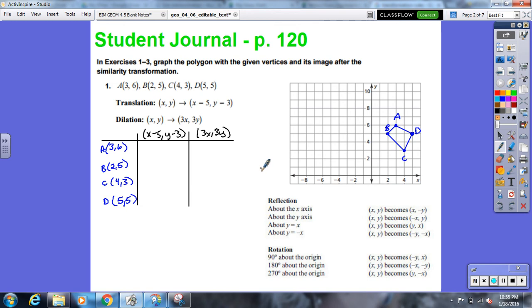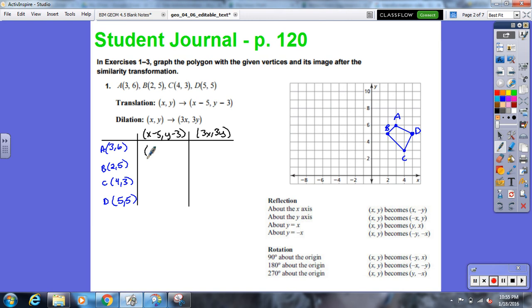So I've gone ahead and graphed A, B, C, and D on my graph right here. This is going to be the pre-image before anything has occurred. The instructions say to graph the image after the similarity transformation. So we want to do both steps of the transformation and graph the final figure. The first change in the figure is going to be this translation, x minus 5, y minus 3. It means that it moves left 5 and down 3.